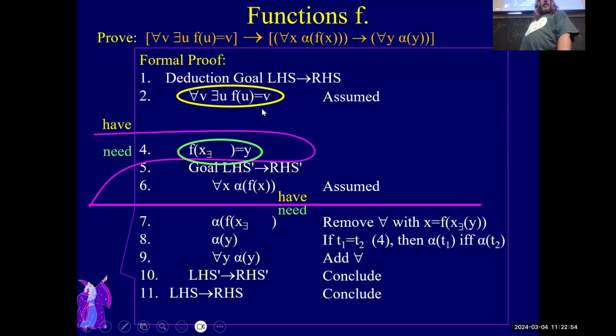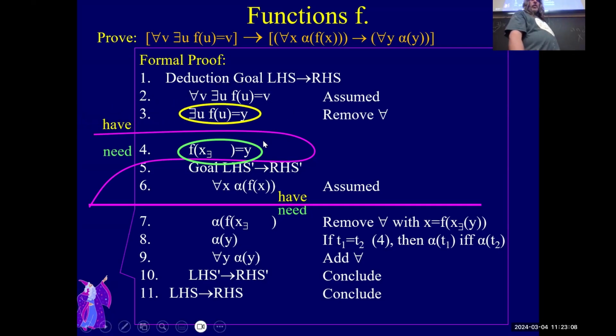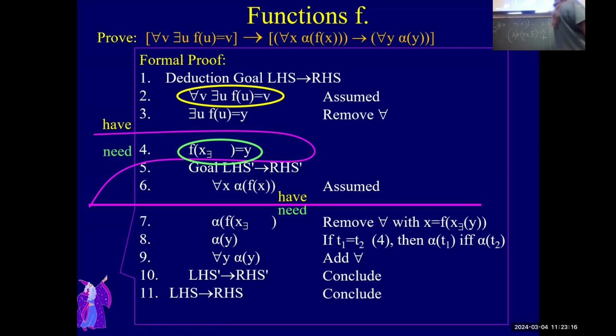All right, now this one. We have this line, and we want to prove this line. Right? So, what do we do? Well, let's move forward. We know something is true for every v, right? So I can remove the forall v and put anything in there, right? If it's true for all v, it's true for anything, right?